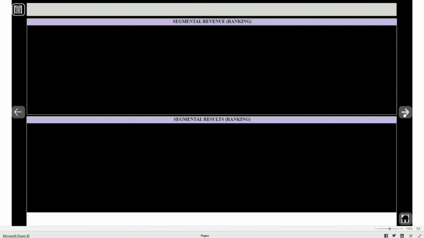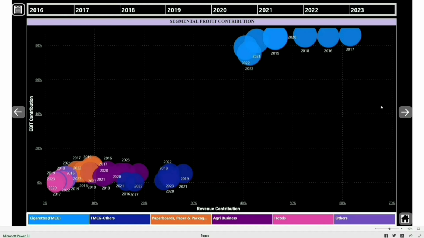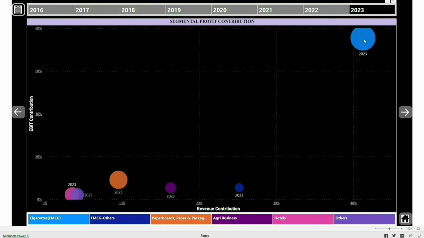So let's move forward. We have already covered this. So segmental profit contribution. What we are going to look at is this. This is the EBIT contribution, the profit contribution, and the revenue contribution. So when you click on 2023, here you can see the cigarette business has been contributing roughly 75% to the profits of ITC, whereas when it comes to revenue, here it is contributing more than 41%, right?